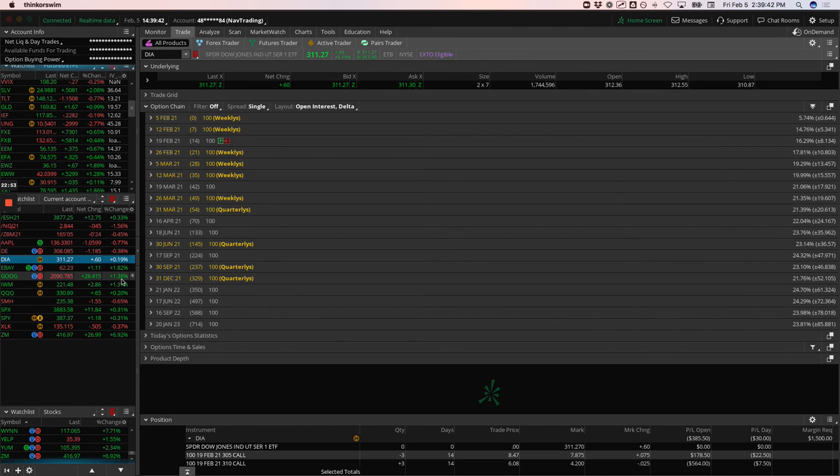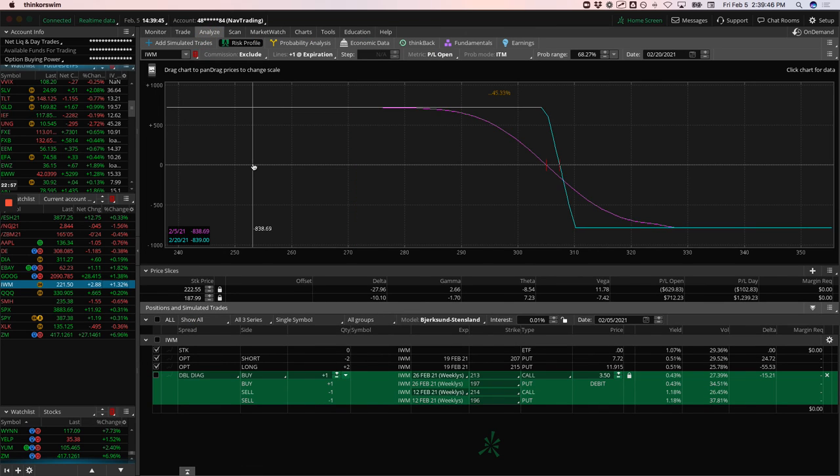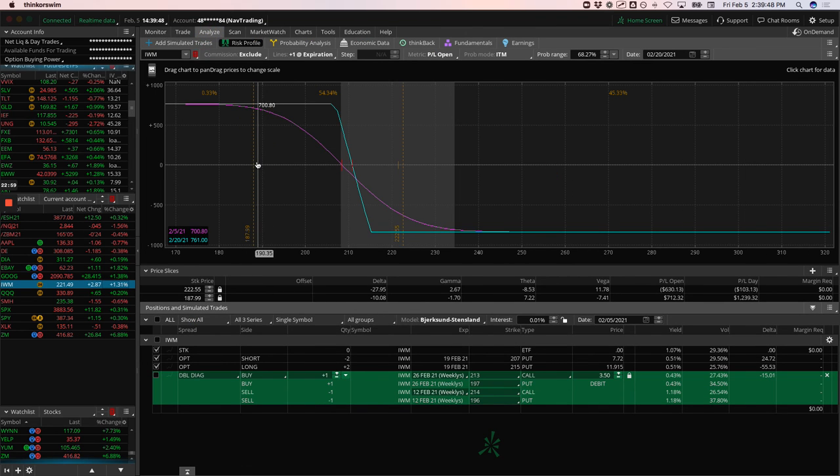eBay, I mentioned that one. Goog, I mentioned. IWM, another short call vertical. Need some downside to get back into range there. Same with QQQ.